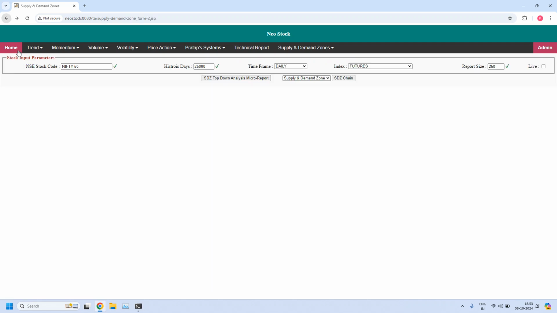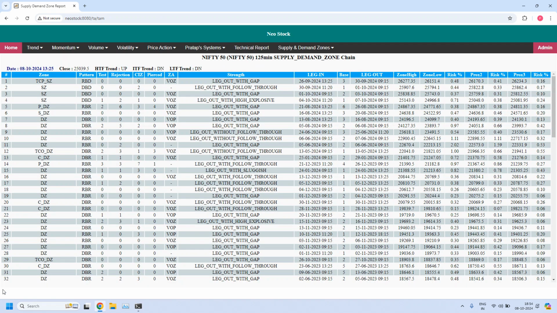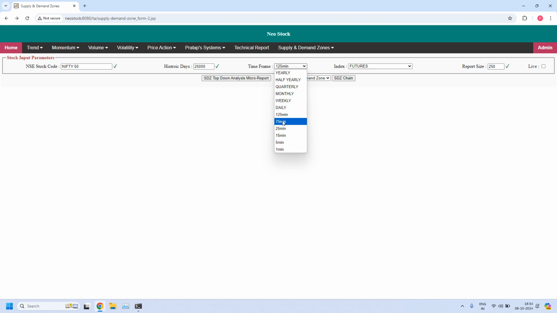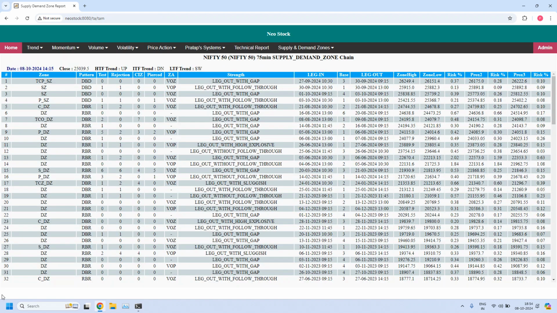Okay, the next time frame is 125 minutes. I'm generating 125 minute supply demand zone chain for NIFTY. The next time frame is 75 minutes. I'm generating 75 minute supply demand zone chain for NIFTY.